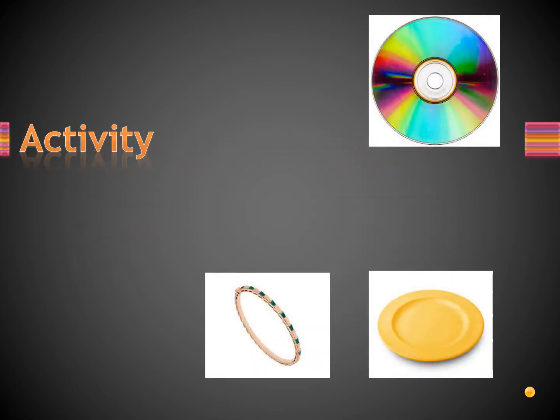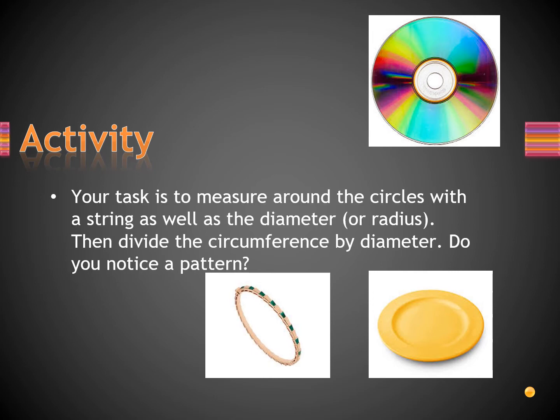Now is an activity. You have to keep a string ready and take few circular objects. You can take a CD or a bangle or a plate or a 1 dirham coin or a bottle cap, whatever available at your home, and your task is to measure around the circles with the string. Also measure the diameter using the ruler. Now you will divide the circumference by the diameter. So you can pause the video, do the activity, then figure out whether you notice a pattern.